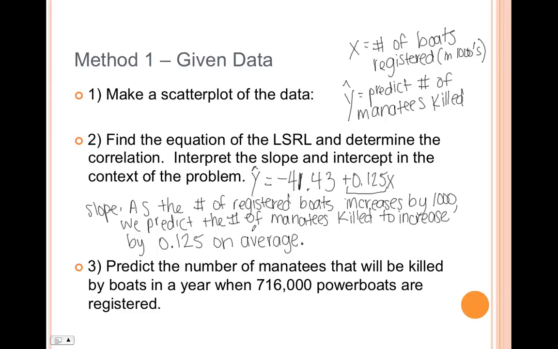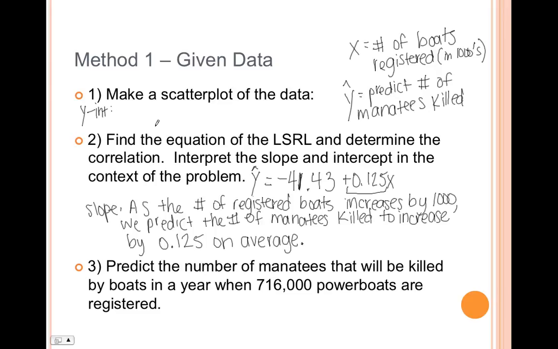Don't forget that on average. Now I know we cannot have 0.125 of a manatee, okay? But that's okay. We're talking about an overall trend. As the number of registered powerboats increases by 1,000, we predict the number of manatees killed to increase by 0.125 on average. Okay. For the y-intercept, I'm going to do it up here because I don't have any room.